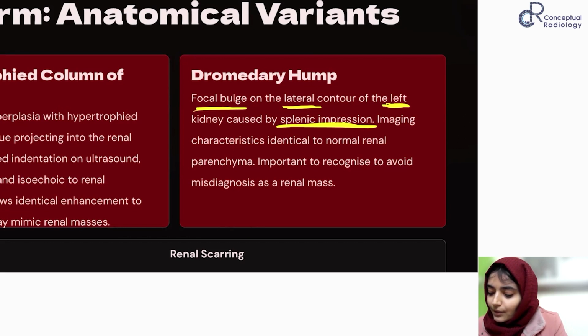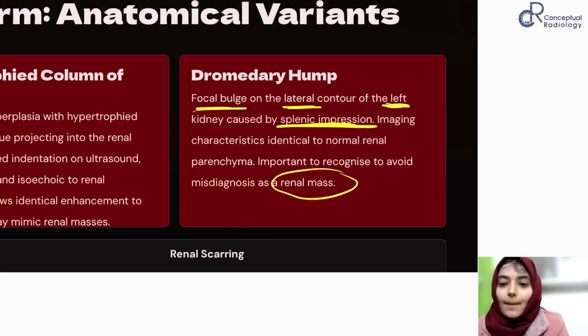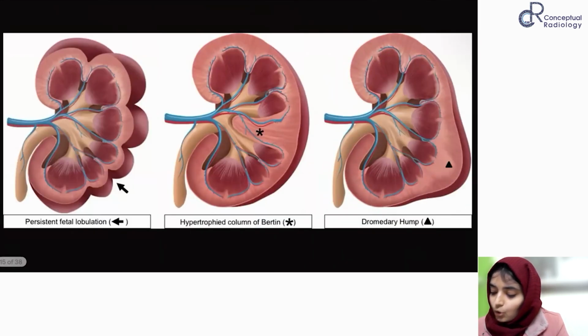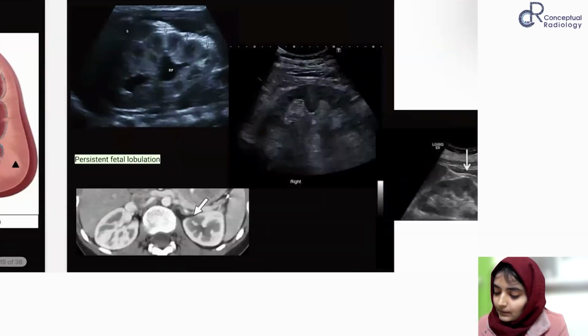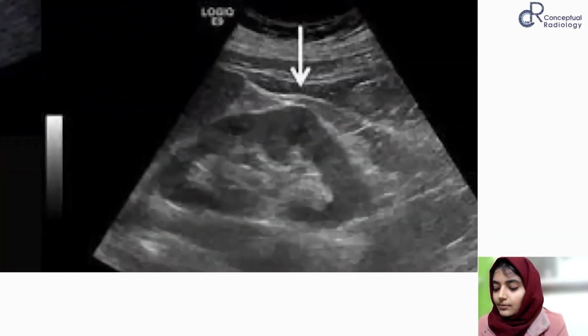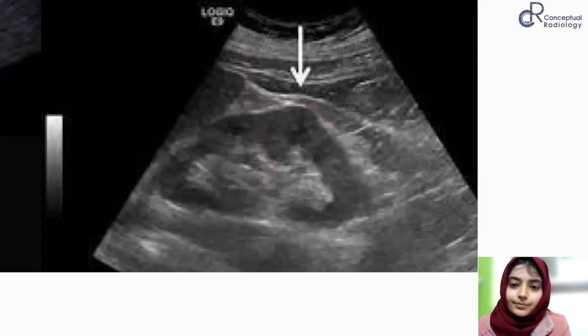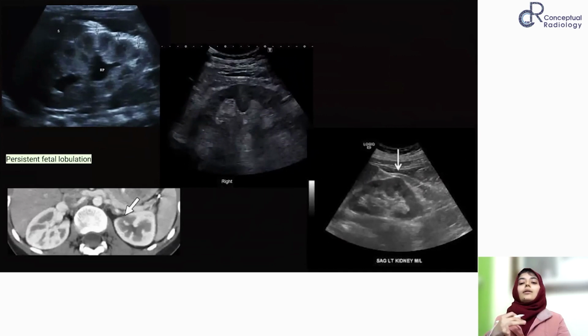It is important. Again, here an important mimic could be a renal mass. So let's have a look. This is our dromedary hump. Because the spleen is sitting over here, just below that you see a focal outpouching, a focal kind of a hump which is present. It's a dromedary hump, and this is a real case showing us. So till here the spleen is sitting. The moment the spleen goes, this little hump comes here. Again, you have to put on the color Doppler. The same pattern is going to be there.